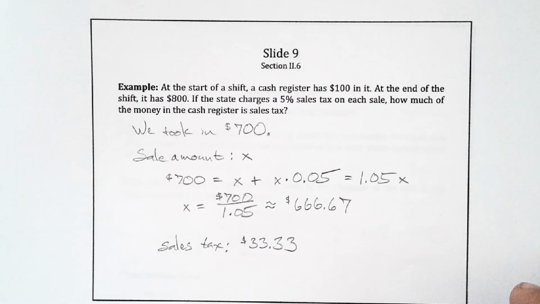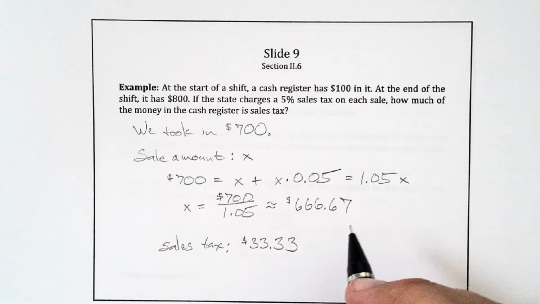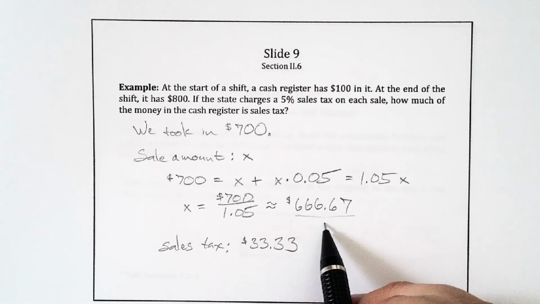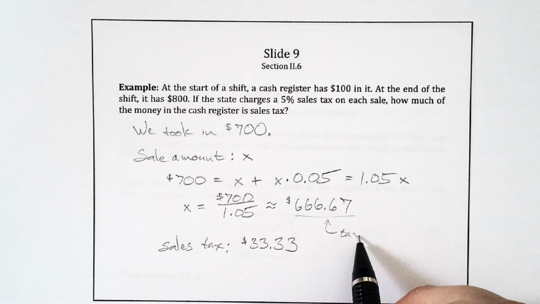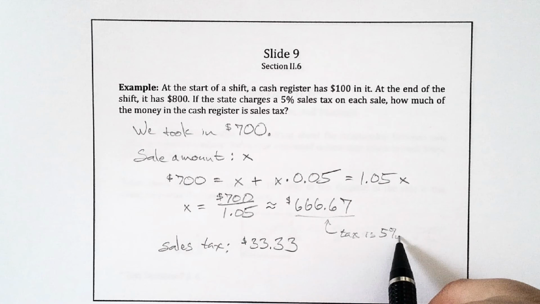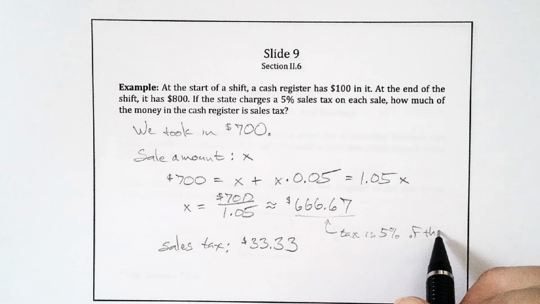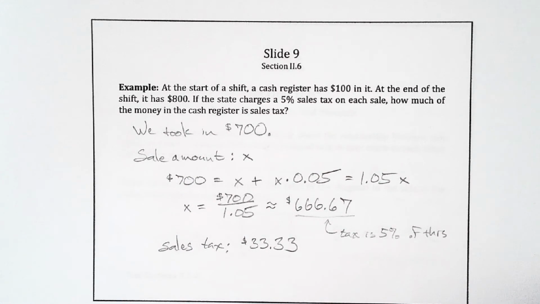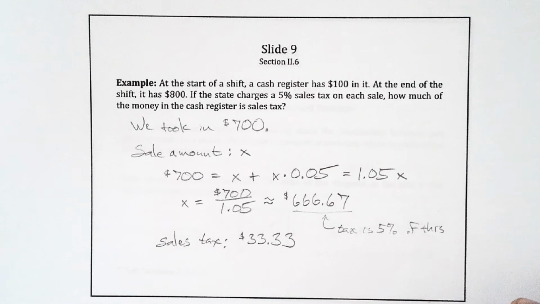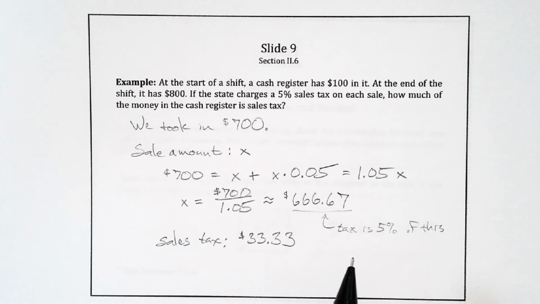So if you had done 5% of 700, I think you'd get $35. That's a little bit too much because it should be 5% of this. Not 5% of 700. Okay, so this is a good one to think about. Always trips people up.